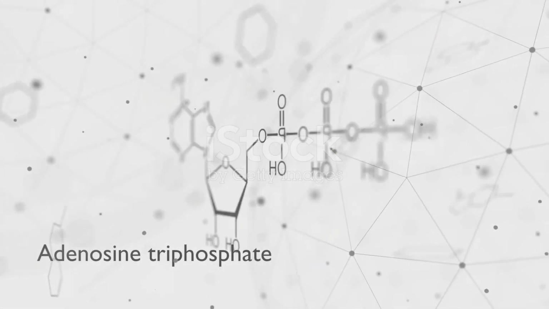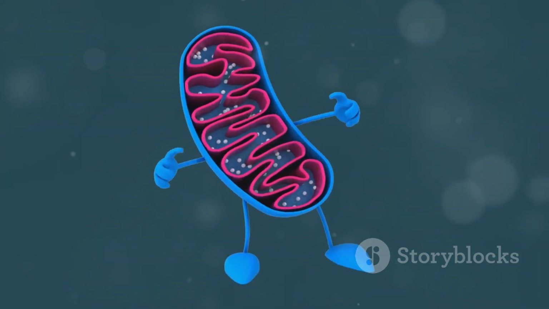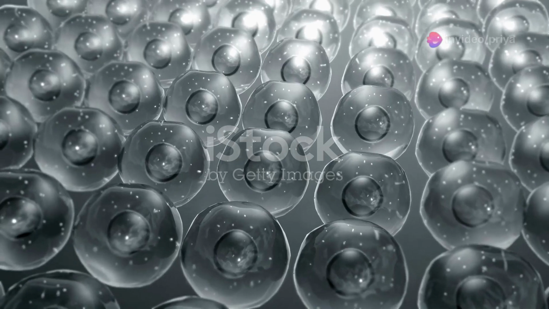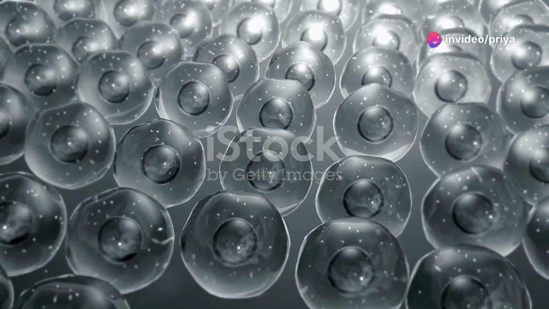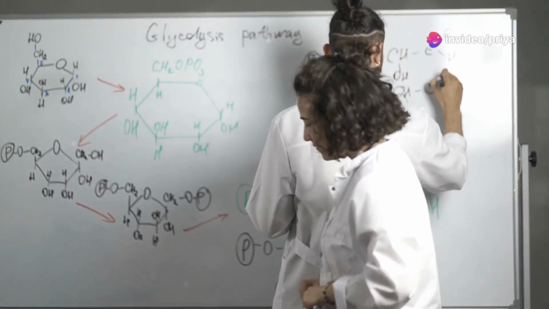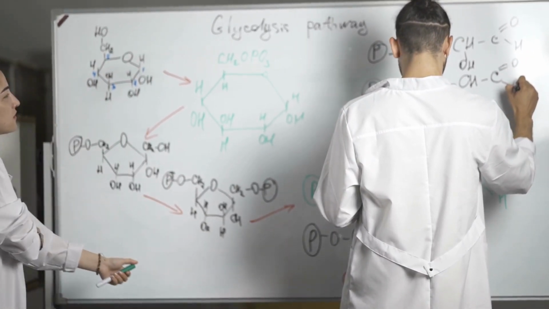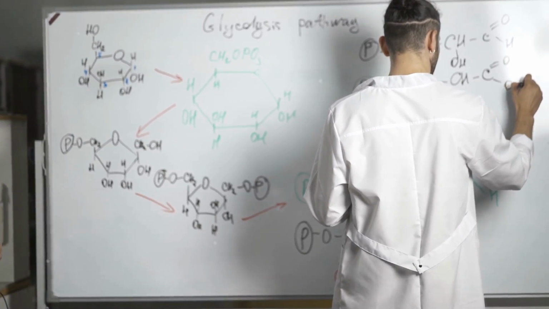In the first step, an enzyme called hexokinase phosphorylates glucose, using one molecule of ATP. This forms glucose 6-phosphate and prevents glucose from leaving the cell. Next, glucose 6-phosphate is converted into fructose 6-phosphate by an enzyme called phosphoglucose isomerase.